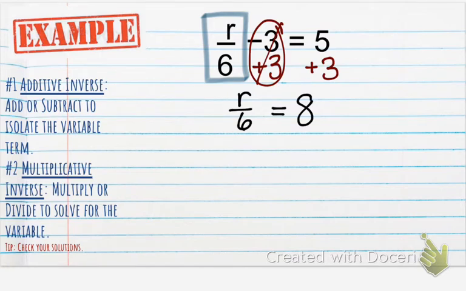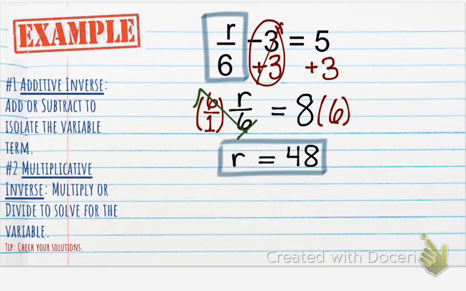All right, the next step. The r is being divided by a 6. What is the opposite of dividing by a 6? Multiplying by a 6. So we're multiplying both sides by a 6. Now what is 6 divided by 6? It's equal to 1. Right there. And then we get r equals 48.